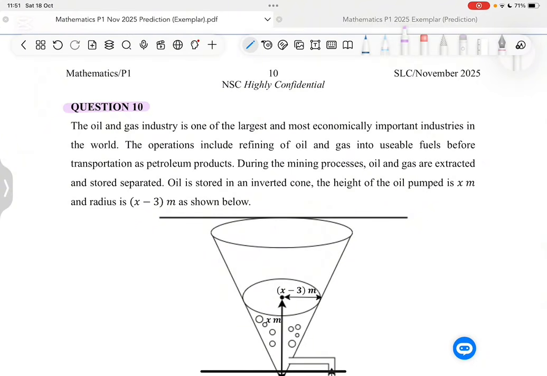The oil and gas industry is one of the largest and most economically important industries in the world. The operations include refining of oil and gas into usable fuels before transportation as petroleum products. During the mining processes, oil and gas are extracted and stored separately. Oil is stored in an inverted cone. The height of the oil pumped is x meters, so this is the height, and the radius is x minus 3 meters as shown below.